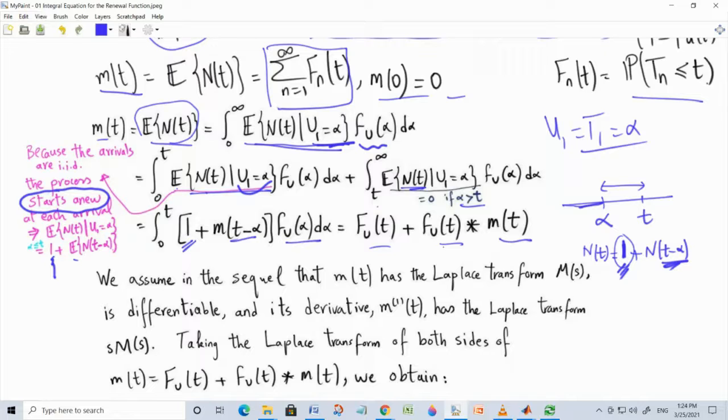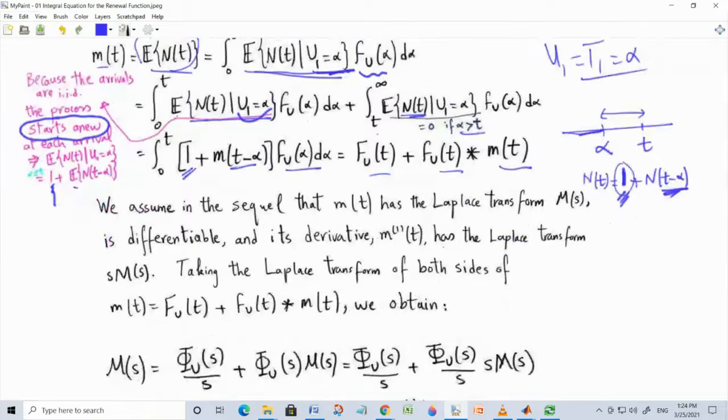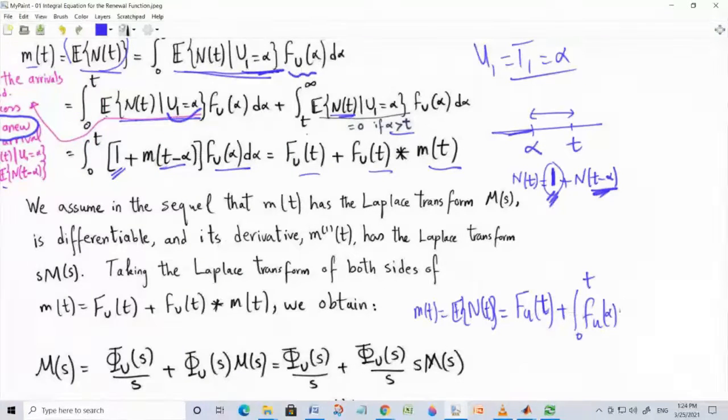So now we have a very important integral equation for the renewal function. We have that m of t, which is the expectation of big N of t, is equal to the CDF of the inter-arrival time plus the convolution between the PDF of the inter-arrival time and m of t itself. So that's an integral equation that m of t satisfies.